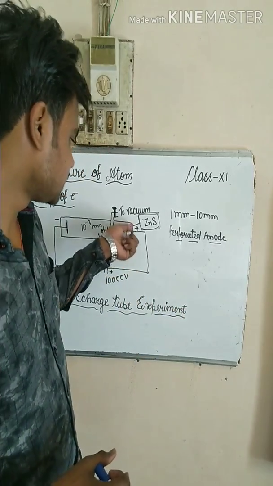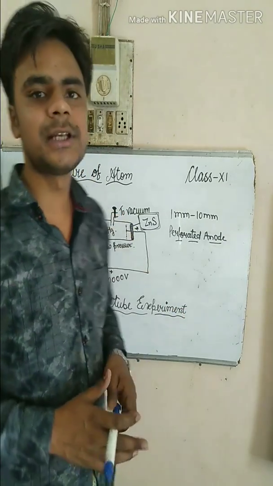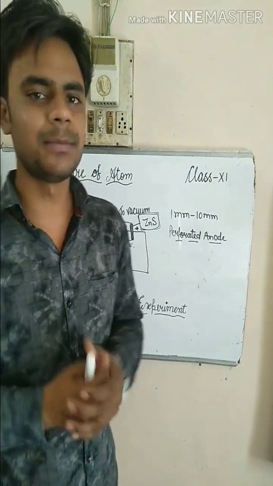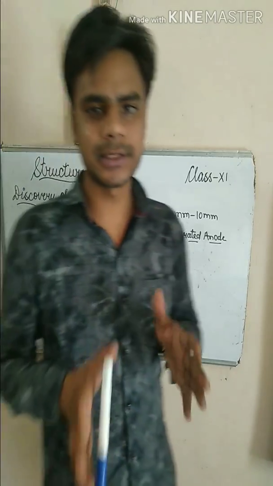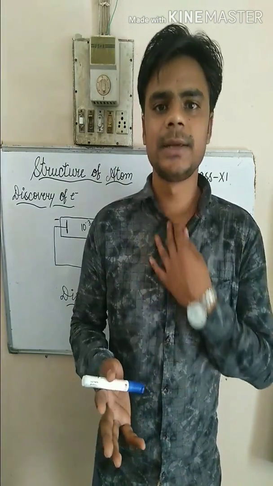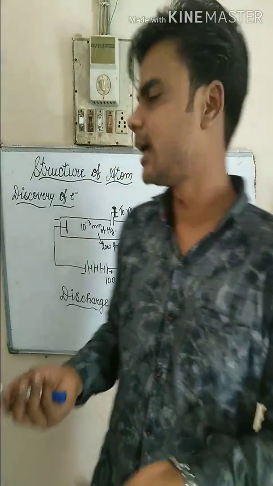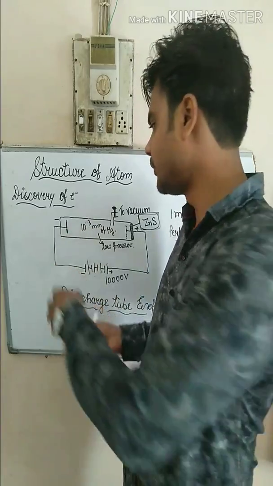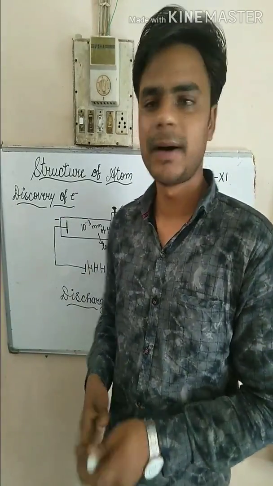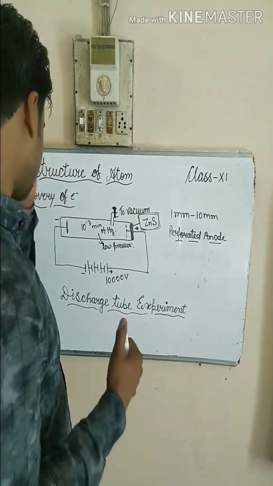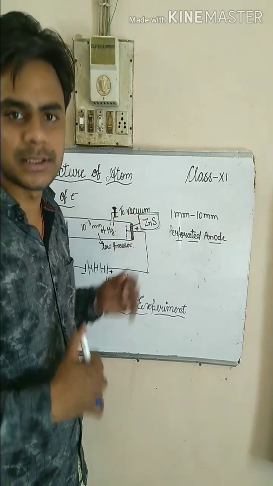Now what is the use of fluorescence material in this? In the discovery of electron, I have told you that rays are passing. Are the rays visible to us? No. If the rays are not visible to us, then how will we identify that some rays are moving from this side to this side? By using some extra things. So for that only, J.J. Thomson used the fluorescence material.